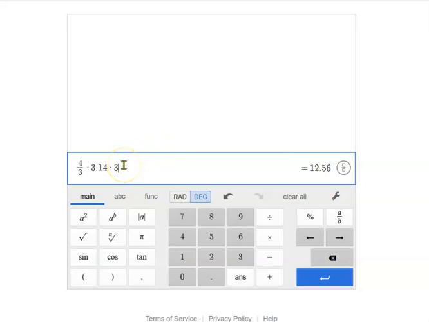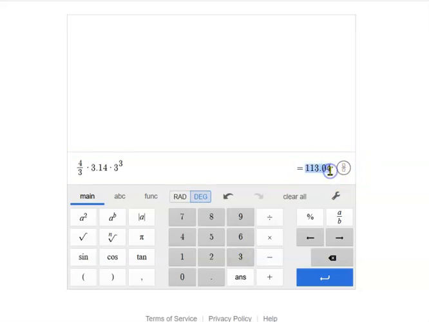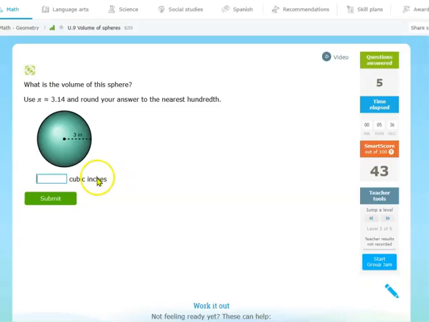So my radius is 3. We want 3 cubed. This is how we get that. We click on this AB button and then click 3 to raise it to the 3rd power. Okay, 113.04.